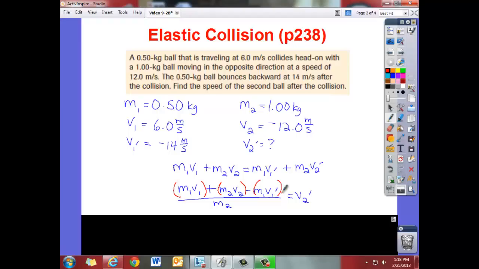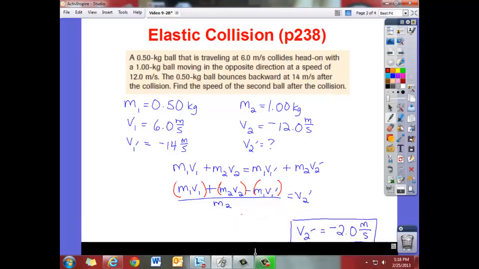So when I plug it into my calculator, I will get an answer of negative 2 meters per second, which means that it's traveling in the same direction that it originally was. It was originally traveling at negative 12, and then after the collision, it is going negative 2. So it's going in the same direction, but it has slowed down.